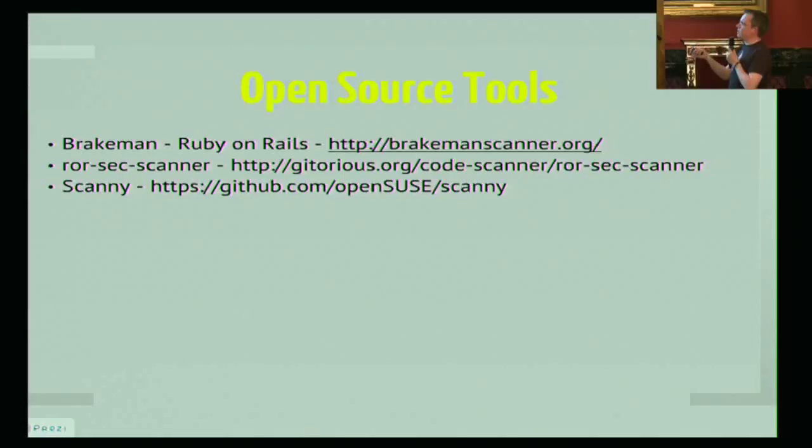There are a couple of other ones. RORSEC scanner is an old one, which apparently SUSE used to use. It's more your basic grep-style tool. And Scanny, at the moment on their GitHub page, they say this is not ready for use yet. But it looks quite promising. There's a lot of commits, a lot of activity, so it's worth looking at.